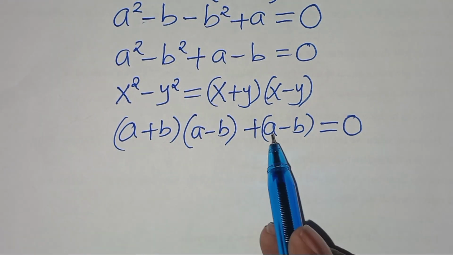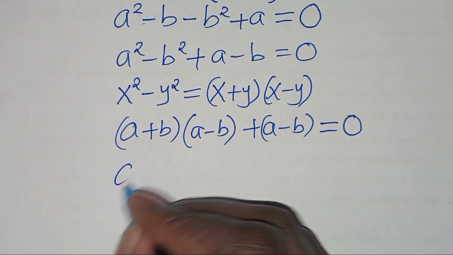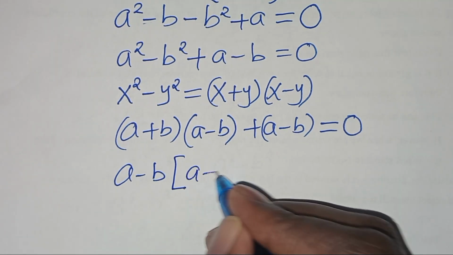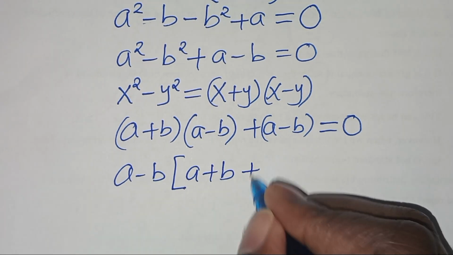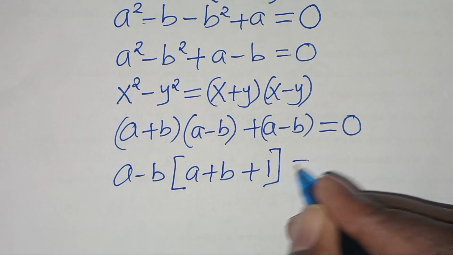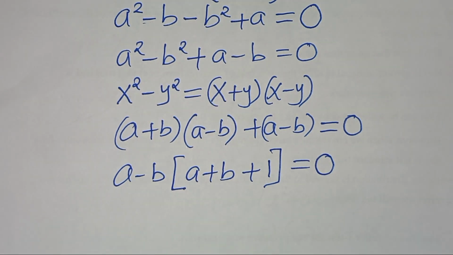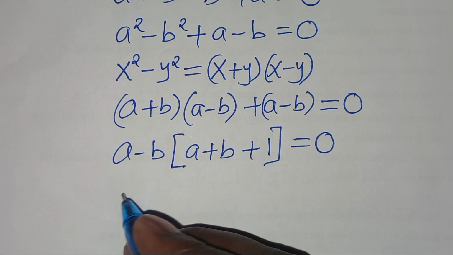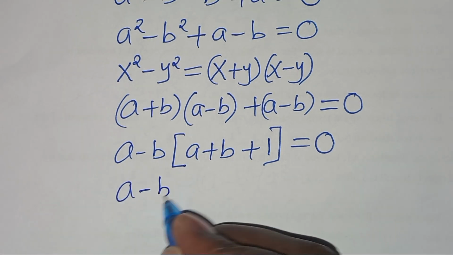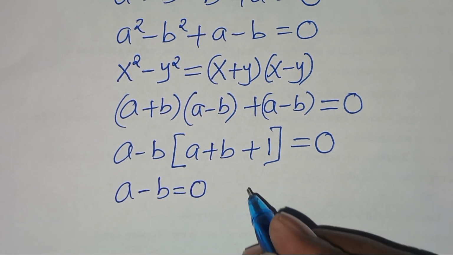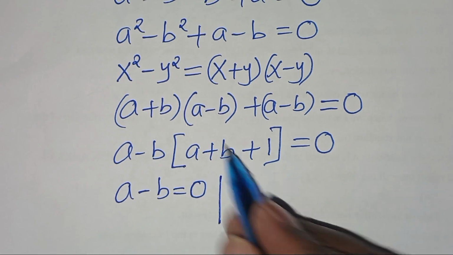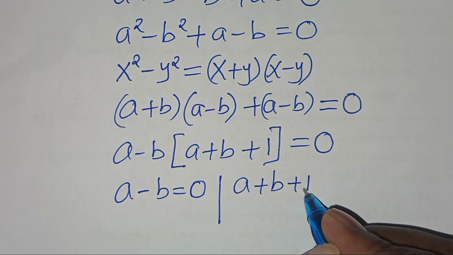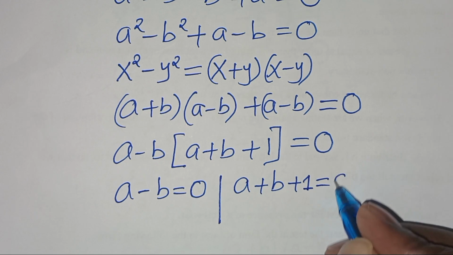But a minus b is common here, so let's factor out a minus b, so that here we'll have a plus b plus 1 equal to 0. So here we have two parts. The first part is a minus b equal to 0. The second part here is a plus b plus 1 equal to 0.